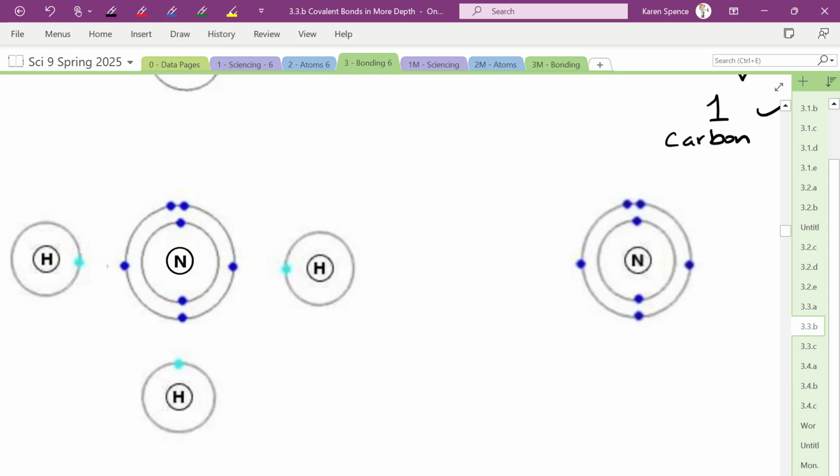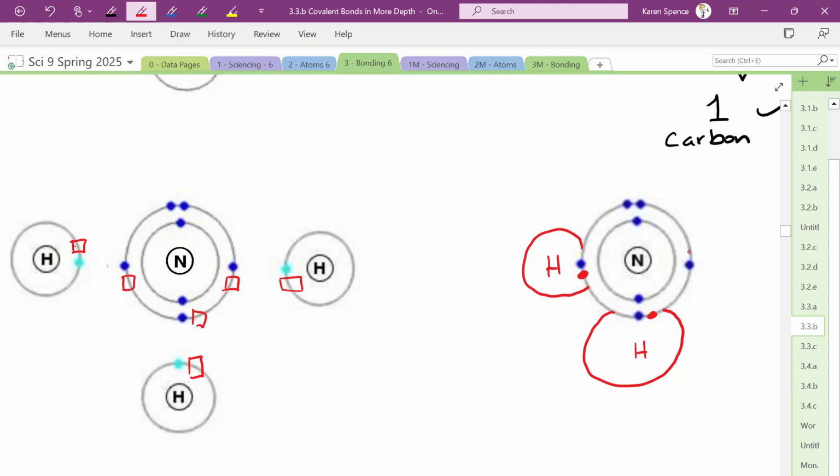How many gaps in nitrogen? 3. 1, 2, 3. And of course, hydrogen each has 1 gap. So they can then share. Hydrogen's going to share its electron here. Hydrogen is going to share its electron at the bottom. And hydrogen is going to share its electron over there.